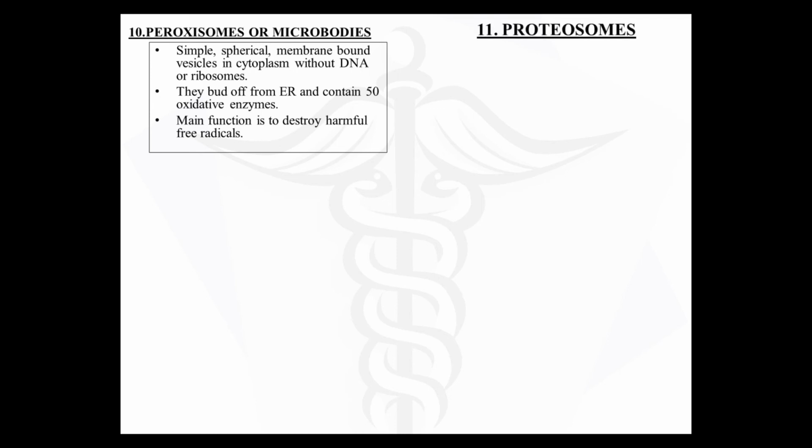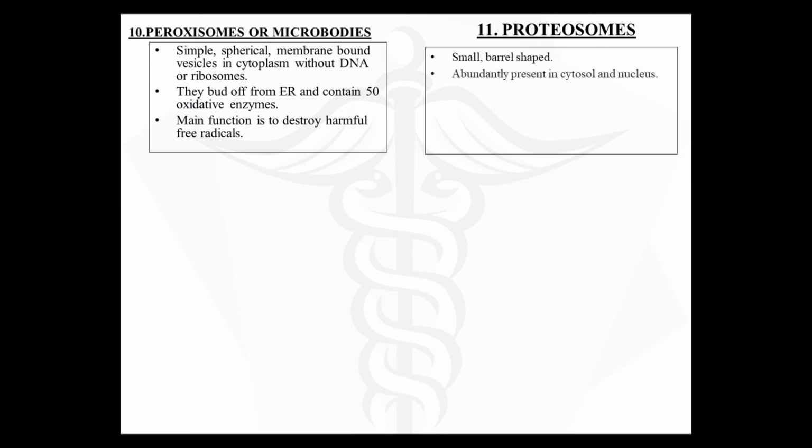The 11th structure in the cell is proteasomes. Proteasomes are small barrel-shaped structures which are abundantly present in the cytosol and nucleus. They contain an enzyme protease which catalyzes the breakdown of larger molecules into smaller ones. For example, breakdown of proteins into peptides. These peptides are further broken down into amino acids which take part in the formation of new protein molecules. They are responsible for the digestion of unwanted or waste proteins.